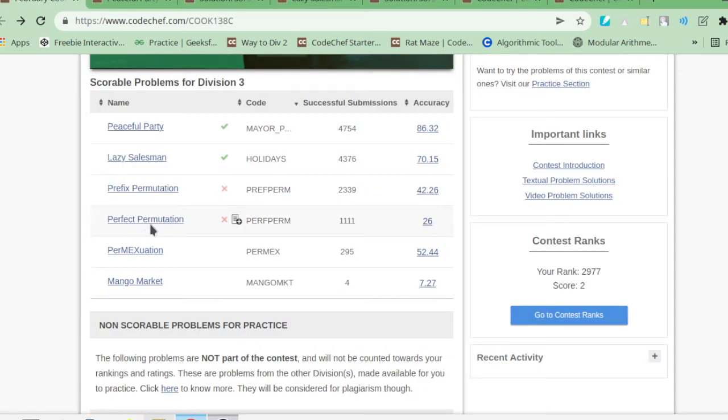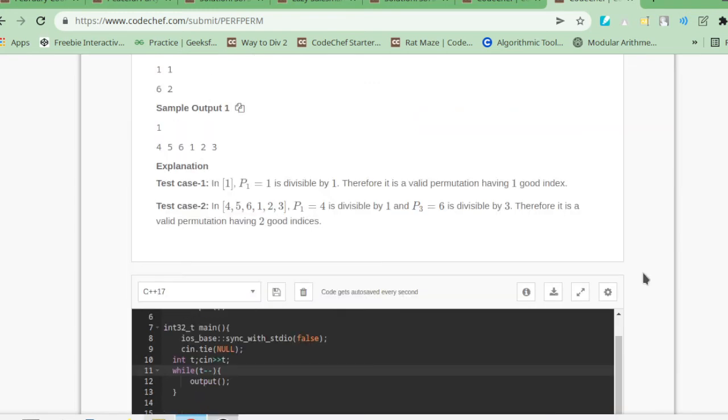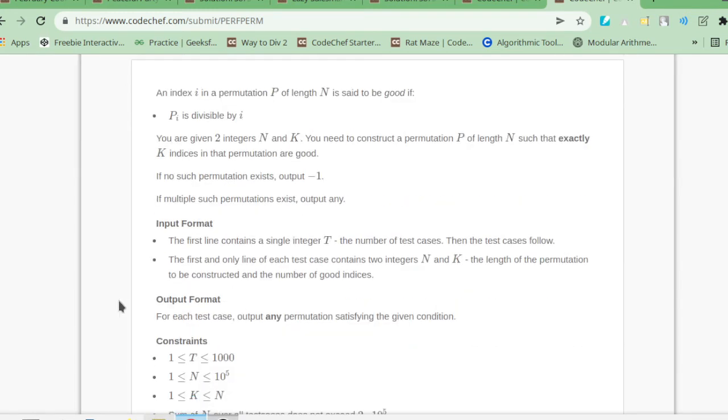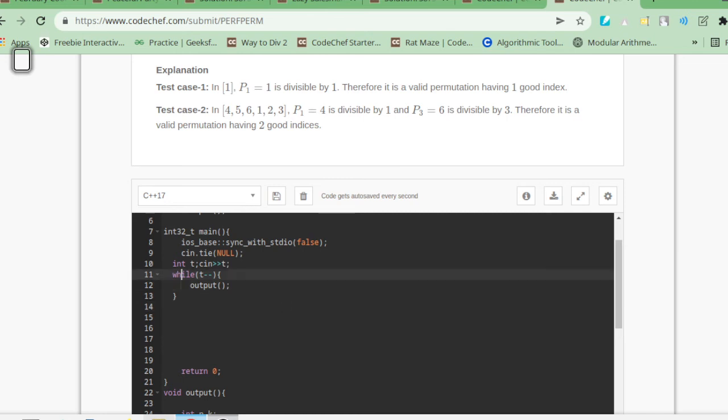The fourth question is Perfect Permutation. It was a little easier as compared to the third question. I took comparatively less time in solving this question and ended up solving it. So here is its coding part.